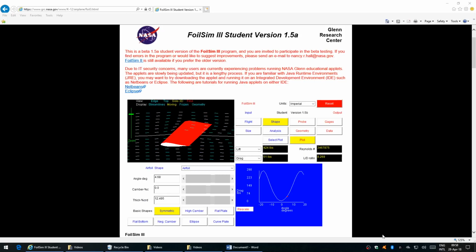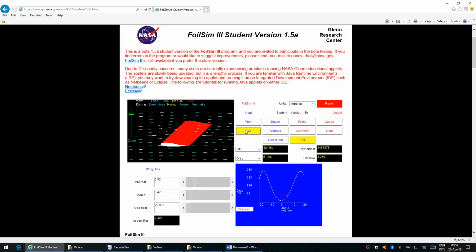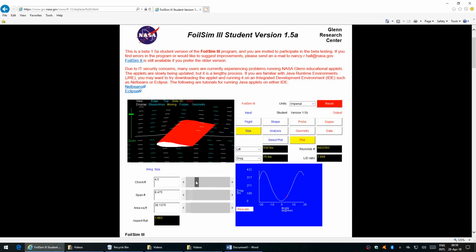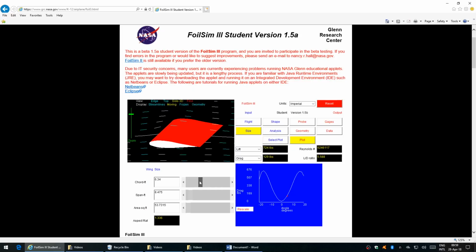And the final thing I want to demonstrate is just changing the aspect ratio of the wing and how it affects the lift to drag ratio. So if we go to size, here we can adjust the chord and the wingspan, which changes the aspect ratio. You can see we have a short stubby wing and it's giving us a lift to drag ratio of 8.269. If I increase the chord, you can see that lift to drag ratio is reducing further still.